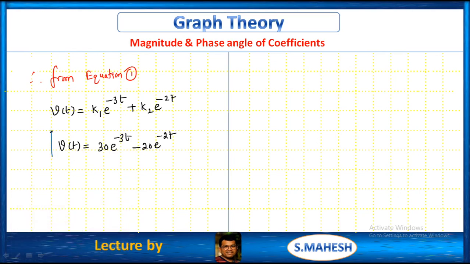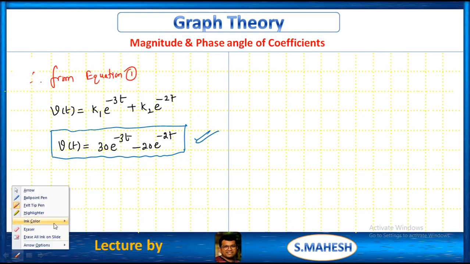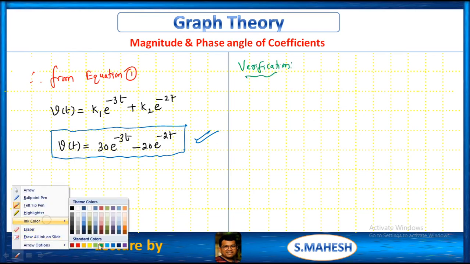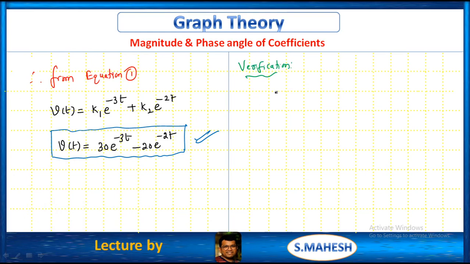We have represented the pole-zero plot from the analysis of magnitude and phase angle of coefficients of network functions. We got V of t like this. Now we have to verify this answer. Verification. What do we have? V of s is K1 by s plus 3, like that, K2 by s plus 2.